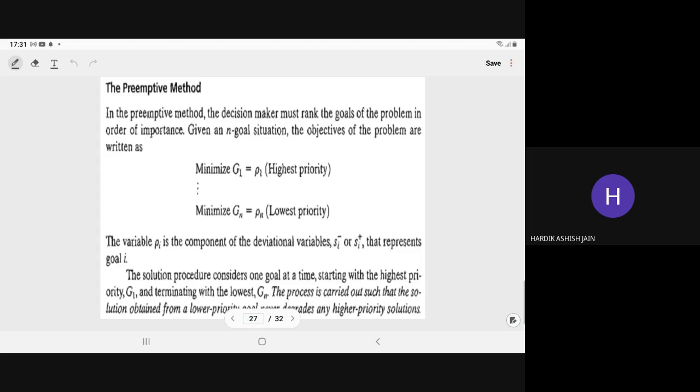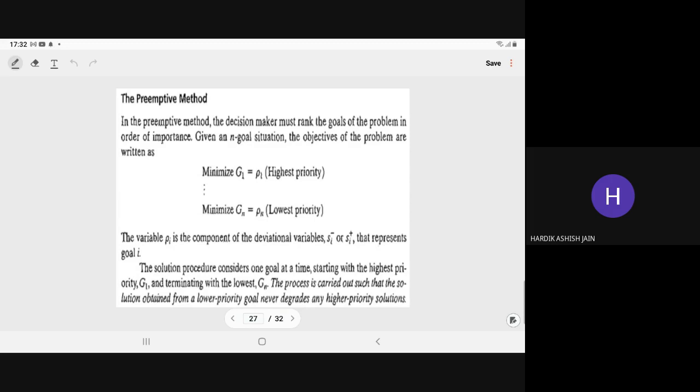The variable row i is a component of the deviational variable, either Si minus or Si plus, that we have to minimize. Then that represents the goal i. The solution procedure considers one goal at a time, starting with the highest priority G1 and terminating with the lowest, Gn. The process is carried out such that the solution obtained from a lower priority goal never degrades any higher priority solution. Means degradation is not allowed.